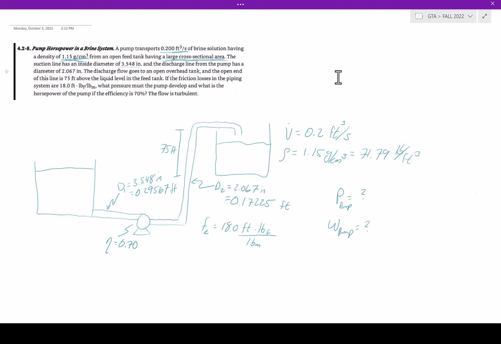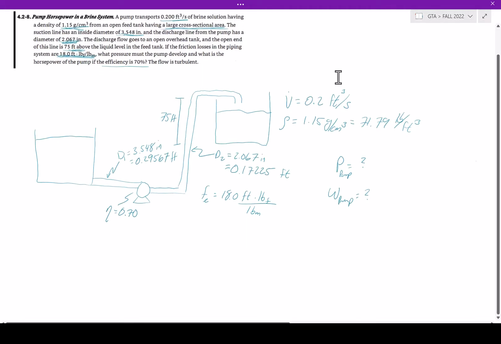The suction line has an inner diameter of this, which I have right here. And then we have another outlet diameter. It goes into an overhead tank that's 75 feet above the liquid level, which I have written here. And then we have that the frictional losses are equal to 18. It's also giving you that the efficiency of the pump is 70%.